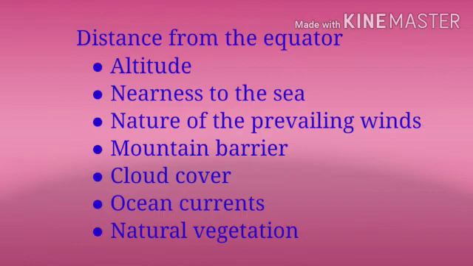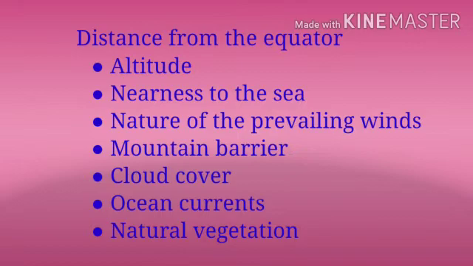Next, the cloud cover. The cloud reflects a large amount of radiation from the sun. This prevents the entry of heat to the earth's surface. So in areas of generally cloudless sky, like the desert, temperature is very high. On the other hand, under a cloudy sky, the temperature is low.